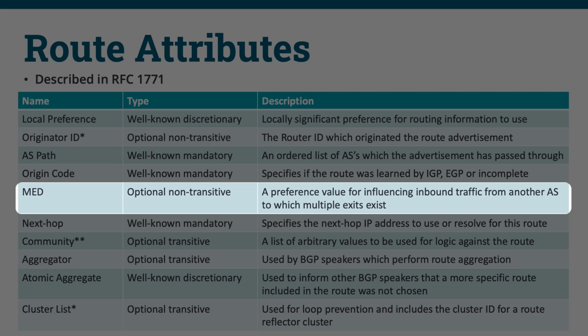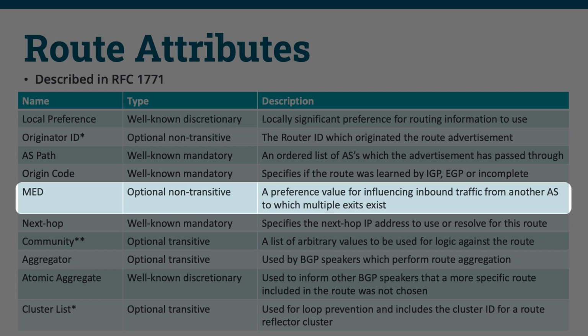This attribute is used when an enterprise has multiple connections to the same network or internet service provider and wants the provider to prefer one of the connections over another for traffic coming ingress into the enterprise.